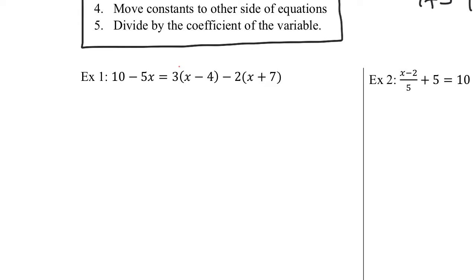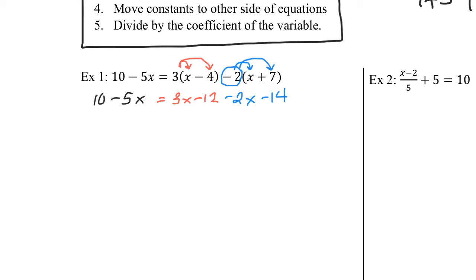So step 1 is we need to distribute. That means we need to multiply 3 into both, so this becomes 3x minus 12. Then we're also going to distribute this minus 2 into both inside the parentheses. Negative 2 times x makes negative 2x. Negative 2 times 7 makes negative 14. Then the left-hand side just stays 10 minus 5x.